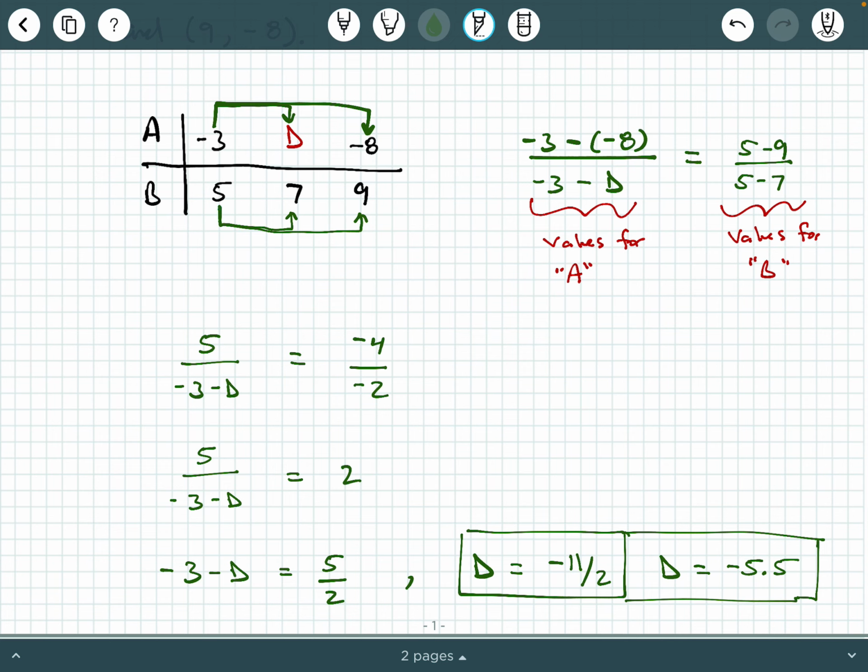And so you can always do a mental check yourself and ask yourself, does it make sense? Does the value I got, -5.5, make sense? I would say it does make sense, because if you clearly look at it, it's pretty much right in between the -3 and the -8, just like the 7 is right in between the 5 and the 9. So that's going to conclude this second example video on linear interpolation.